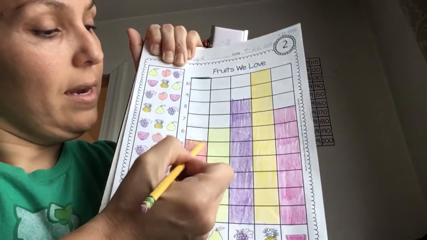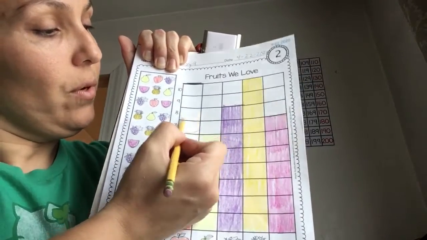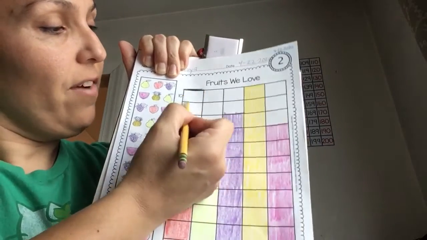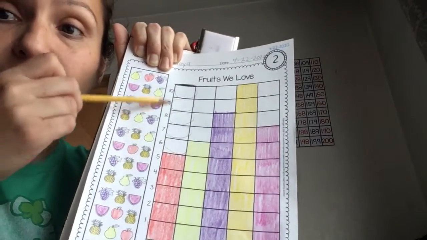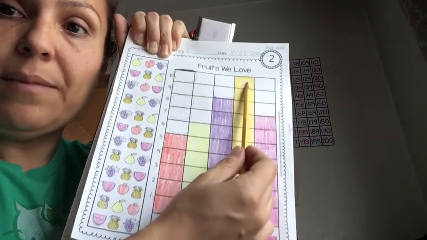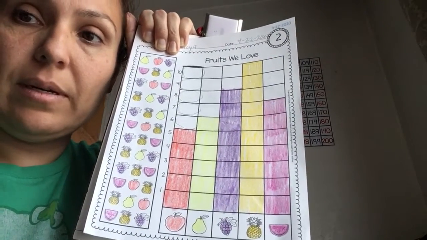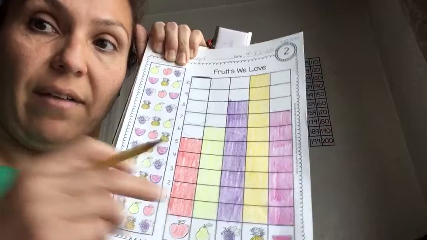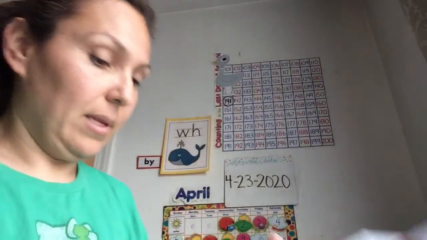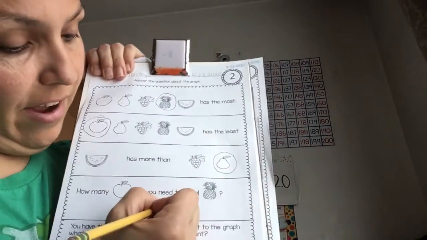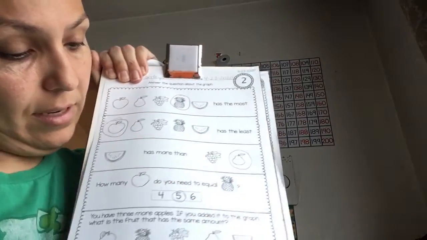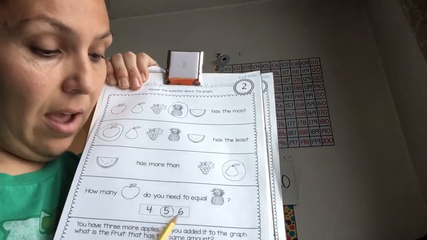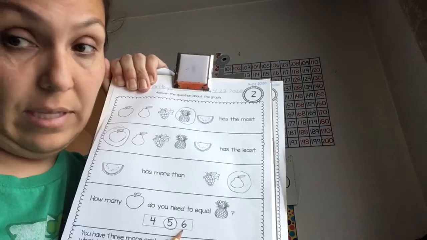I need 1, 2, 3, 4, 5. If I had 5 more apples, that would be the same amount as the pineapple. So I need to circle the number 5 on the next sheet. Yep, there we go. There's a 5. I need 5 more. 4 would be too few, and 6 would be one too many. So that's not correct. 5 is the correct answer.